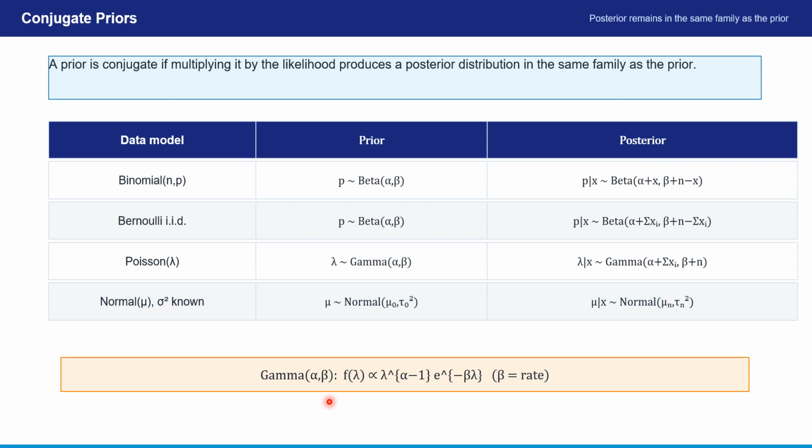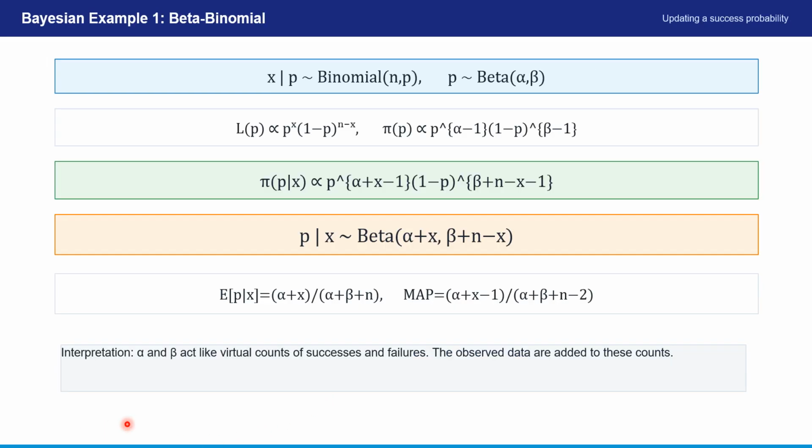Conjugacy lets us update parameters by adding information from the data to information from the prior. Okay, let us derive the beta binomial update. Suppose x given p follows a binomial distribution with n trials and success probability p. The likelihood is proportional to p^x times (1 minus p)^(n minus x). Now choose a beta prior.